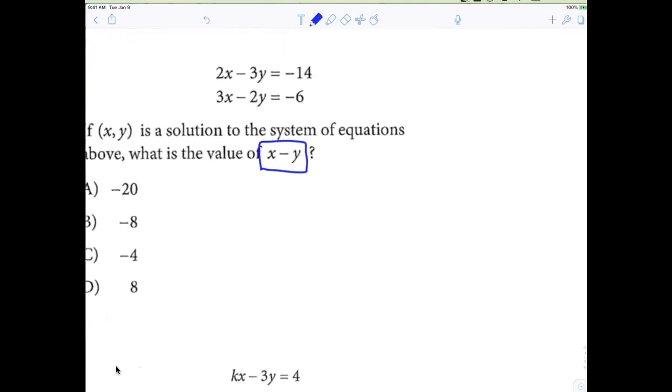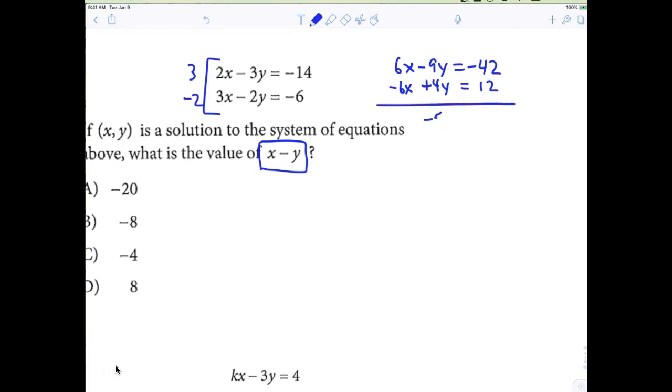What do I need to multiply by? By 3 and negative 2. Is that good? All right. So if I multiply the top by 3, we get 6x minus 9y equals negative 42. And then negative 6x plus 4y equals 12. And so now I have negative 5y equals negative 30. So y equals what? 6. Is everybody agreeing with me?